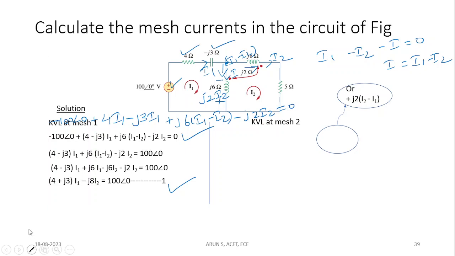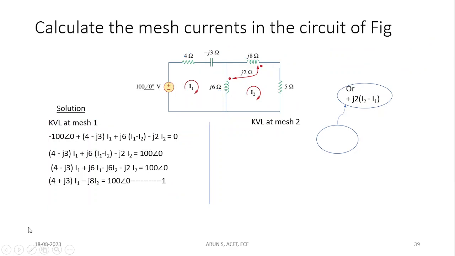So listen carefully. There are two magnetically coupled coils in this loop. In the previous loop there was only one. In this loop we have two. If I have a magnetically coupled coil, there will be two voltages. One is self-induced voltage and another one is mutually induced voltage. Across J8 there will be two voltages. Across J6 also there will be two voltages, self-induced and mutually induced.